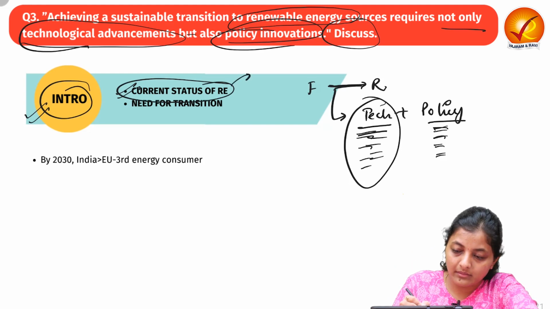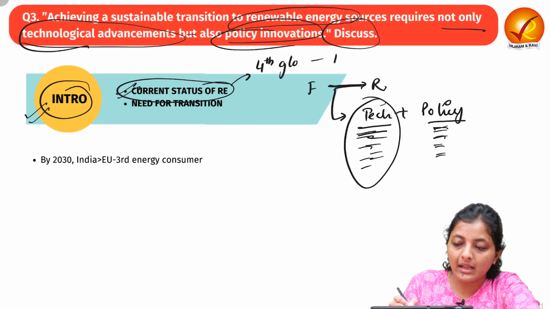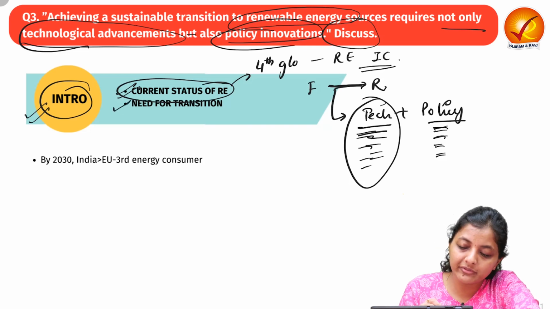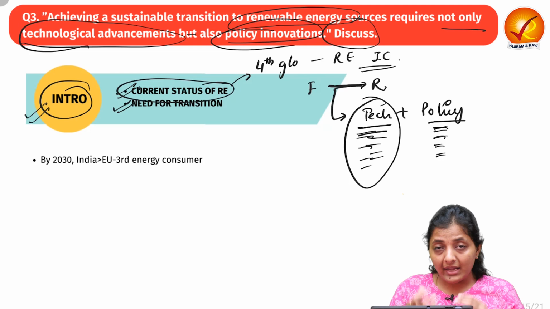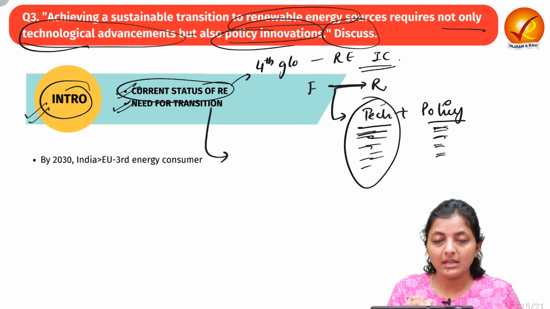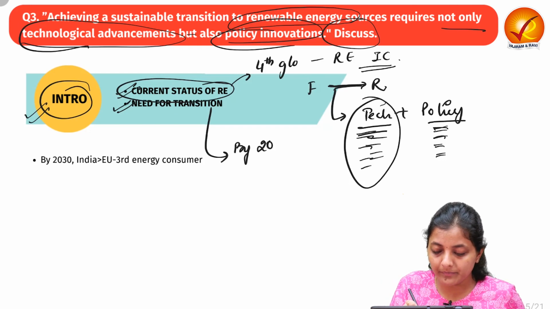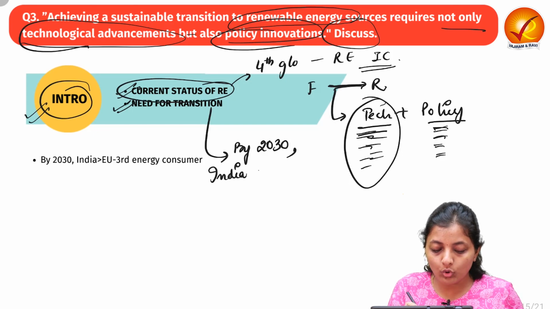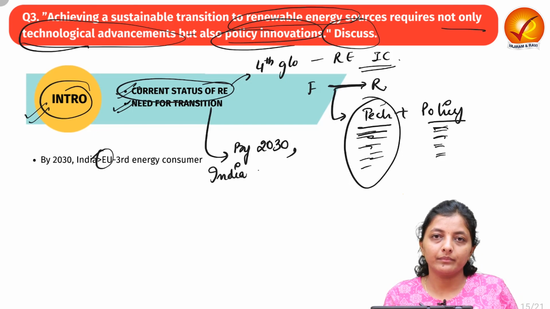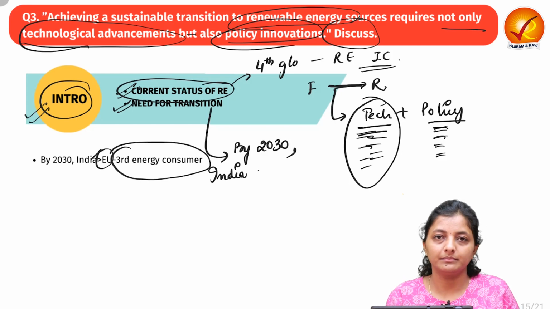Like now India stands at the 4th position globally in renewable energy installed capacity. Or you can at the first instance tell why there is a need for this transition in the first place. You can give some data or some case study. Like by 2030, India will overtake the European Union to be the 3rd largest energy consumer in the world.